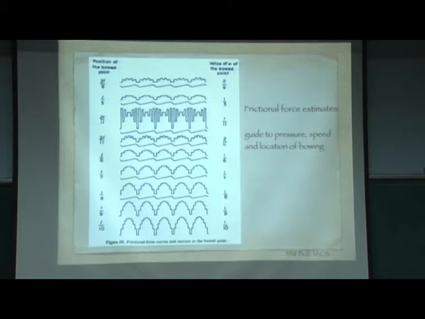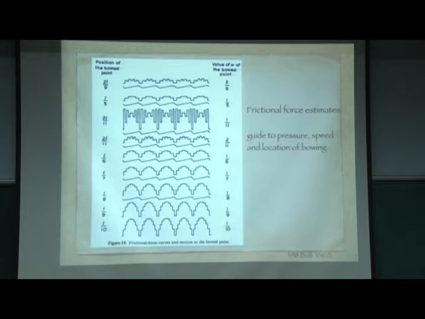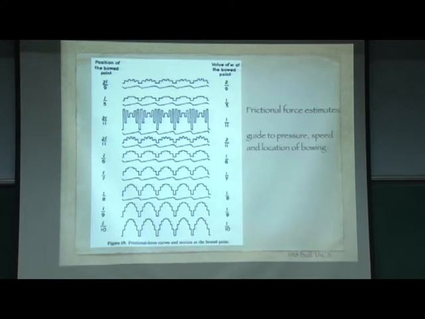Now, once you have these vibration curves and the velocity curves, you can combine them to get force curves or energy curves. So this is the frictional force curves at motion of both points. And this he found was extremely important, because this is a guide to pressure, speed, and location of bowing. So he's telling the violinist, if you want to excite this particular note, you should bow at this point with this pressure at this speed. Then you get the best possible excitation of this particular note.